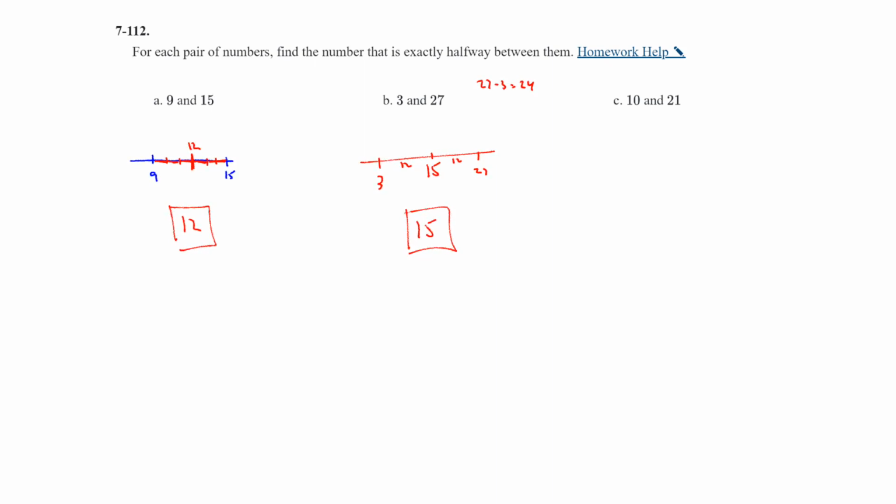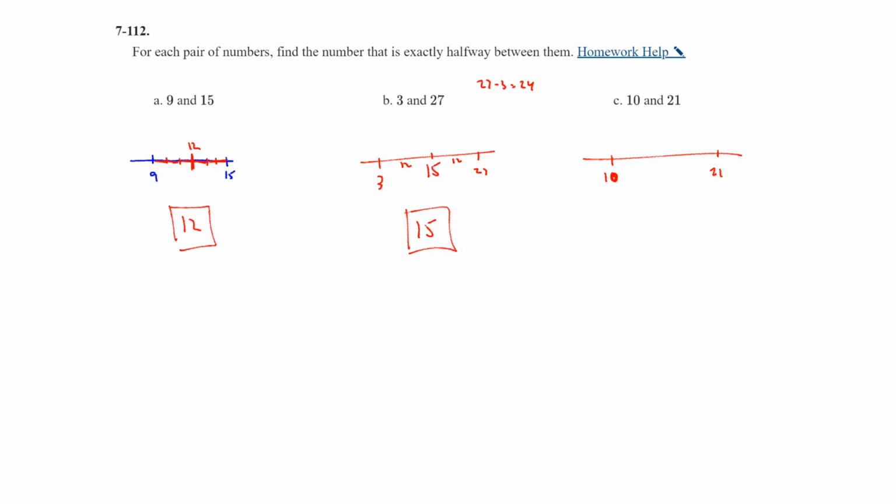And then another way, just showing you 3 different options here, 10 and 21. So here's 10, and here's 21. And so you could still do the difference of them, which is 11, and then half of 11 is your 5.5. So you could do it that way.